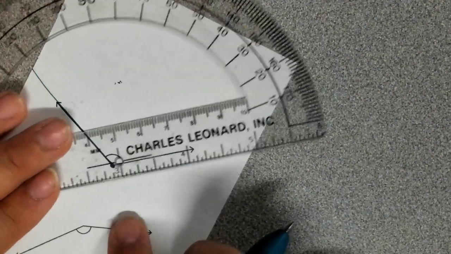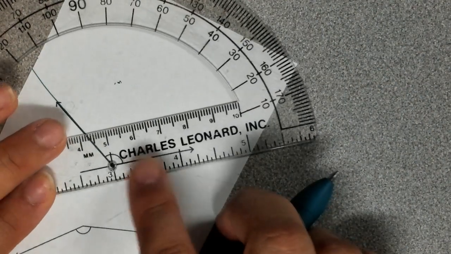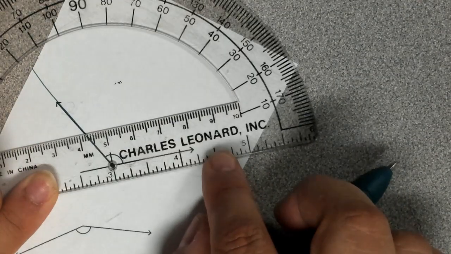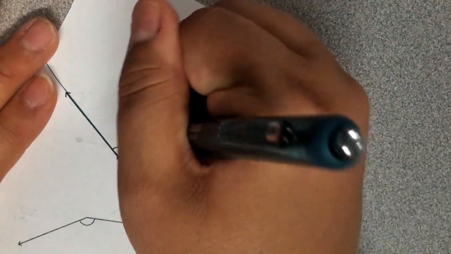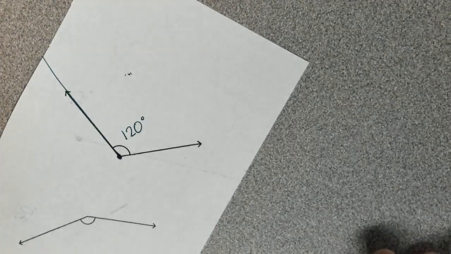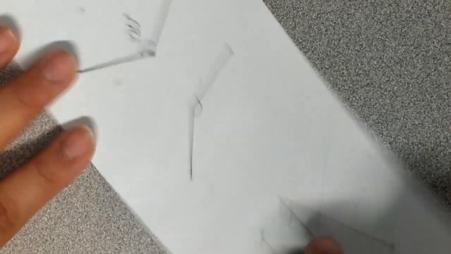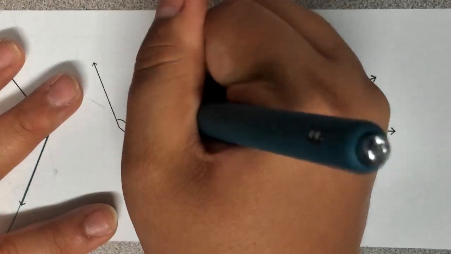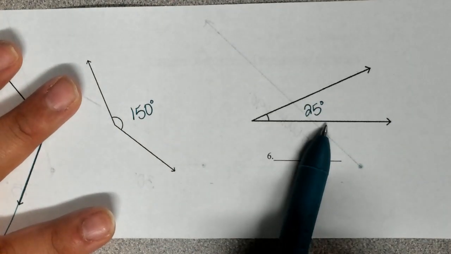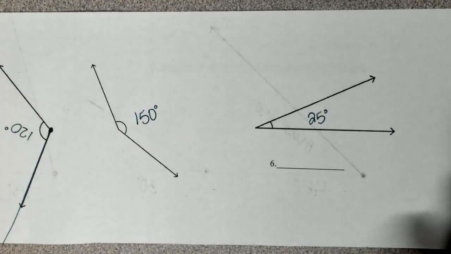Okay, when I turn this and make sure it lines up, where does this go to? I would say about 120. If you got 118, if you got 123, that's fine. And just to tell you, this one is 150, and I think this one is about 25. If you get 27, 28, that's fine too. Okay?